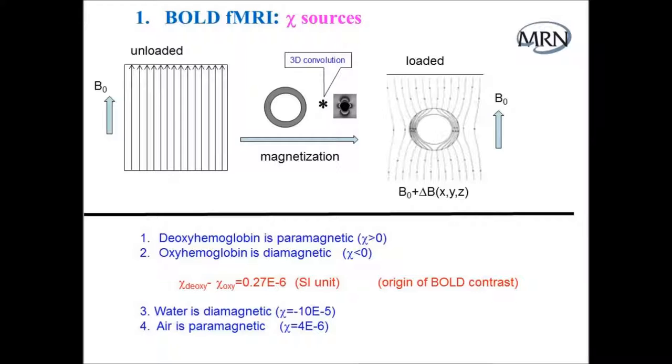This is about understanding the original physical source for the susceptibility source. We know that if there's no subject put in a scanner, it is a uniform field, B0. But when the subject is put there, it is an object, a convolution with the dipoles and magnetization. This is the physical part. It changes the field into an inhomogeneous field. This delta B change gives us information for functional imaging.